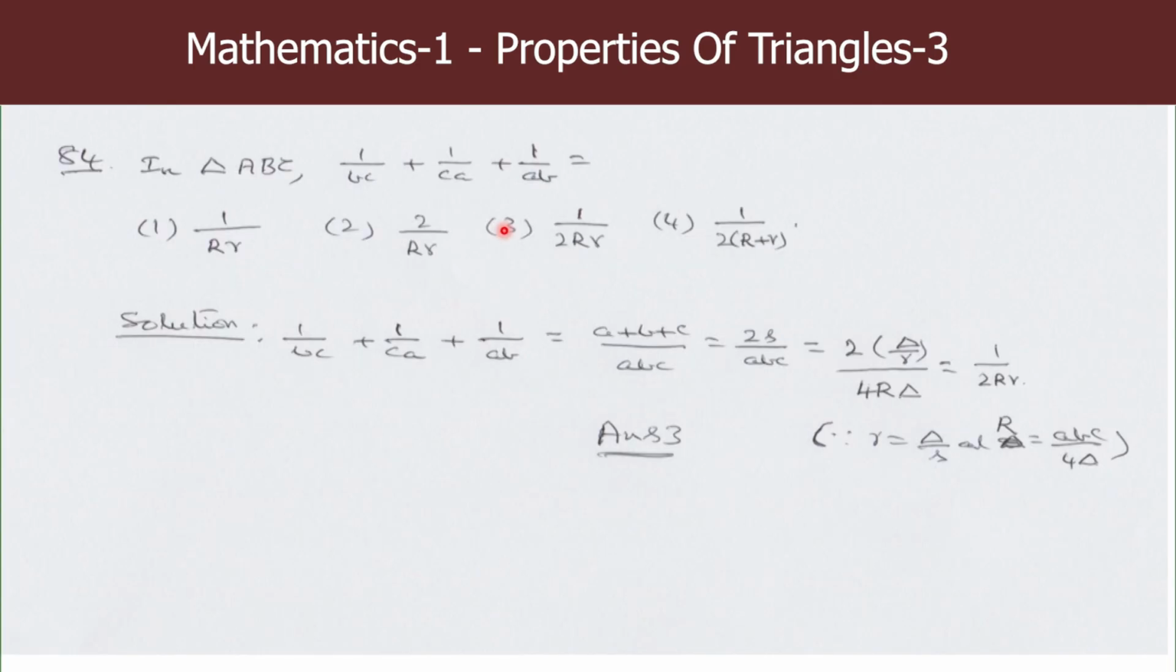So in triangle ABC, 1 by BC plus 1 by CA plus 1 by AB is equal to 1. 1 by capital R small r, 2. 2 by capital R small r, 3. 1 by 2 capital R small r, and 4. 1 by 2 into capital R plus small r. Okay. So 1 by BC plus 1 by CA plus 1 by AB is equal to (a plus b plus c) by abc. That's 2S by abc. 2S, 2 into delta by r, by 4R delta. Delta will cancel. 1 by 2 capital R small r. So correct option is option number 3.